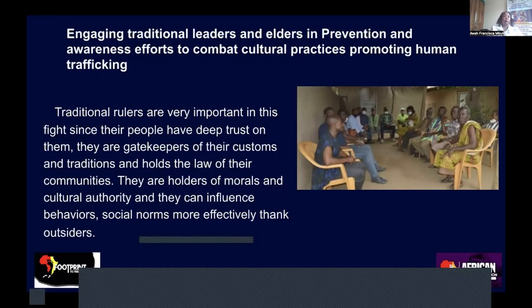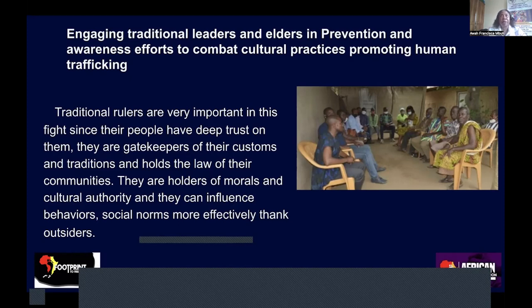Another preventive method for harmful cultural practices that give way for trafficking is engaging traditional leaders and elders in prevention and awareness efforts to combat cultural practices while promoting means to combat human trafficking. Traditional rulers are very important in this fight since their people have deep trust in them. They are the gatekeepers of their customs and traditions. They are the holders of the laws and everything. And when we come through them, it gives way for the other community members to follow.